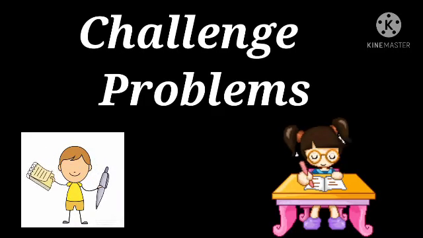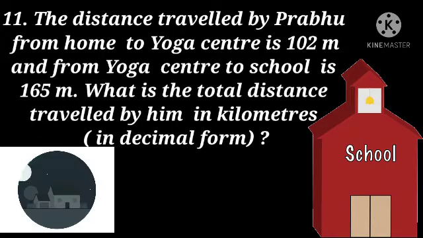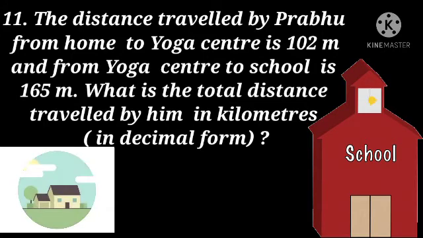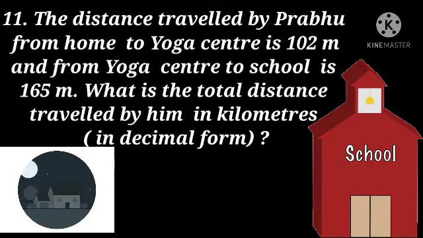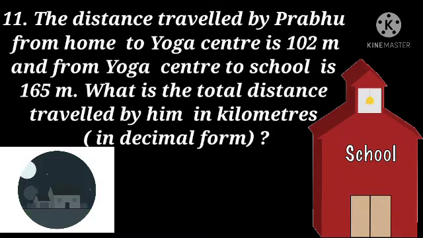Children, now we are going to see the challenge problems. 11th problem. The distance travelled by Prabhu from home to yoga center is 102 meters and from yoga center to school is 165 meters. What is the total distance travelled by him in kilometers in decimal form? Children, here total is the keyword of addition. We have to add the given distances and then convert meters into kilometers.